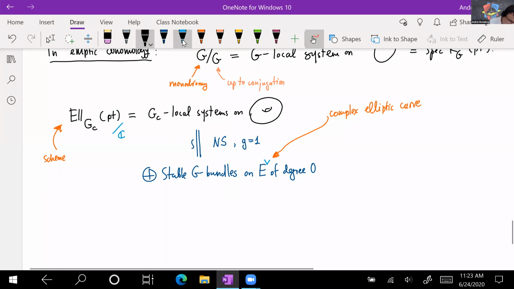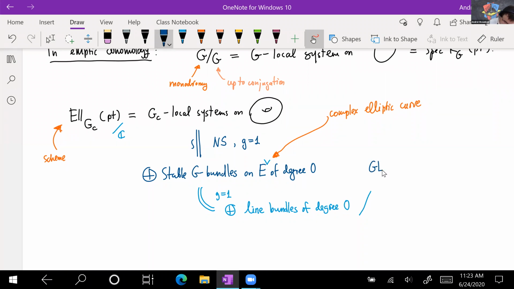So this is on an elliptic curve. Since g is 1, we get this direct sum of line bundles of degree 0, up to, let's say if we're interested in GLN, up to permutation, and there's no further construction. And so what this thing is, maybe more canonically, you take E, the copy. So this is line bundles of degree 0. Each line bundle of degree 0 is an element in Pic 0 of E check. And that is E.